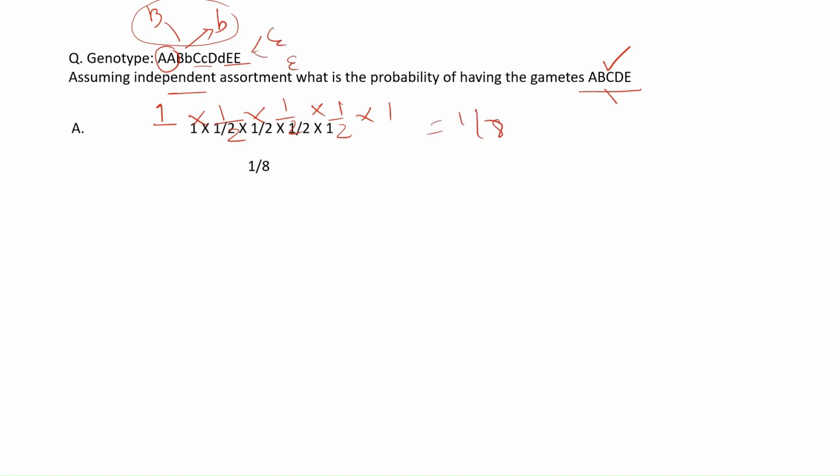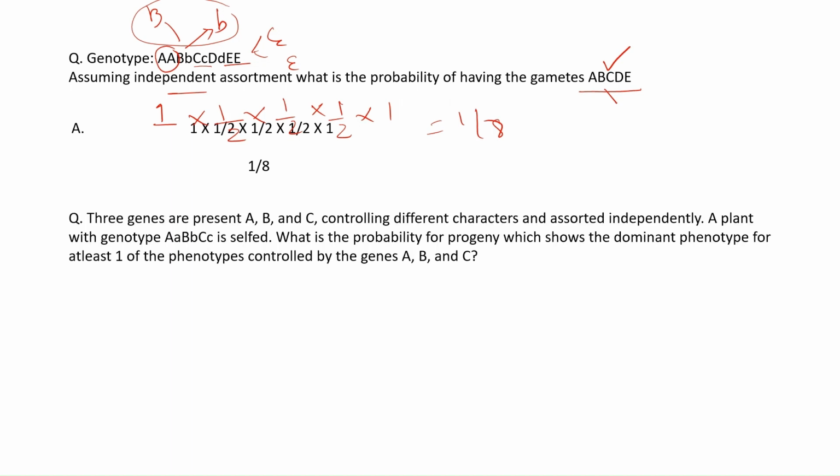So here also it is written the same. Now one more question: 3 genes are present, A, B and C, controlling different characters and assorting independently. A plant with genotype capital A small a, capital B small b, capital C small c is selfed. What is the probability for progeny which shows the dominant phenotype for at least one of the phenotypes controlled by the genes A, B and C? It is selfed. Selfed means it is crossed with another individual with the same genotype.